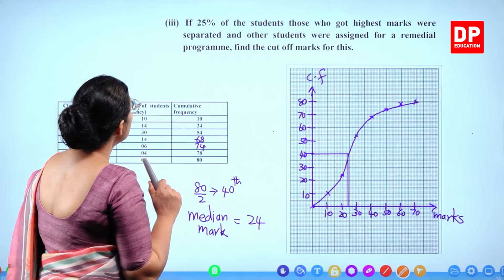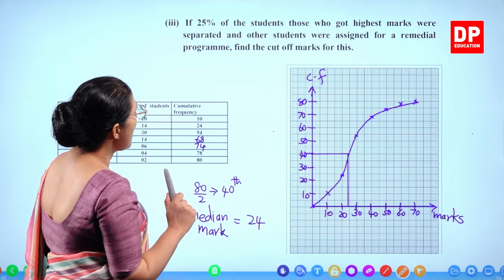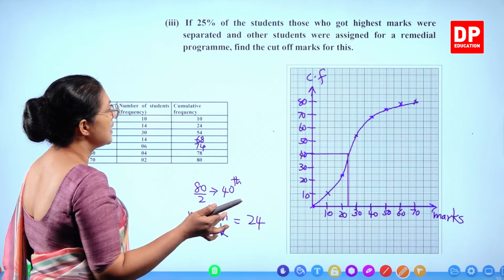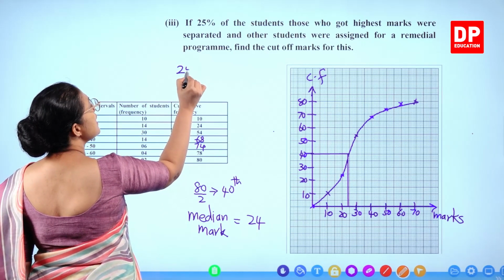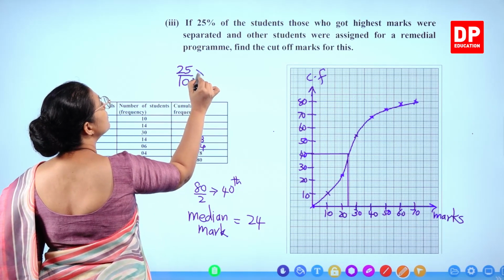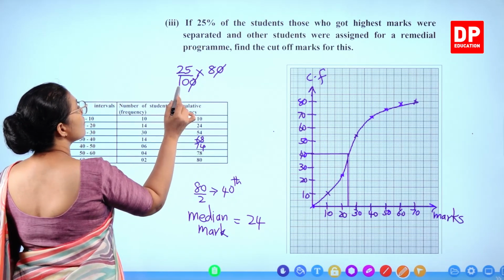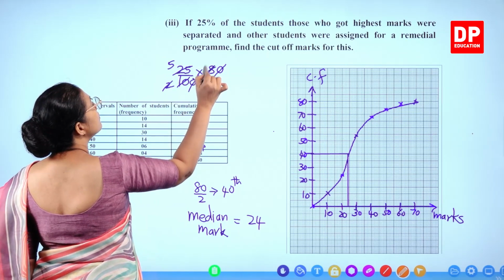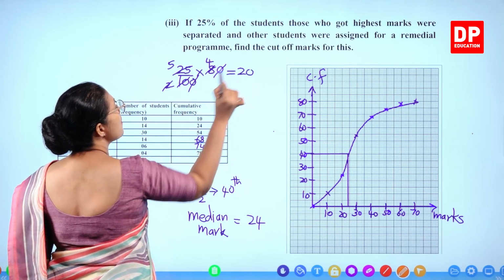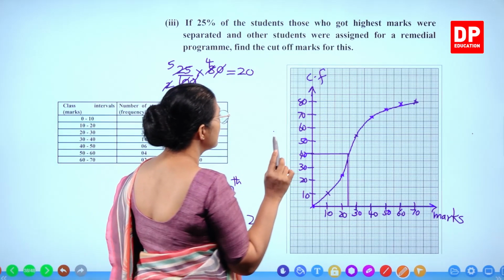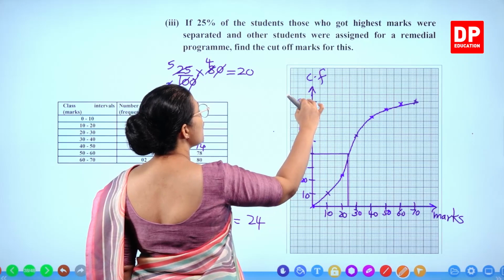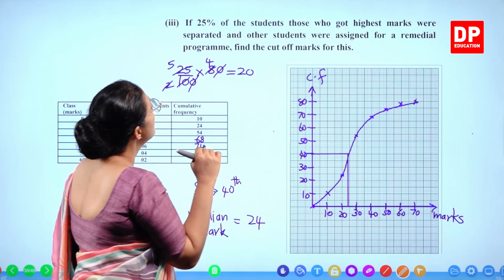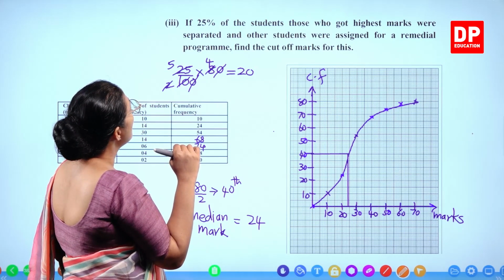If 25% of the students, those who got the highest marks, were separated. So 25% of 80. What is 25% of 80? Twenty students separated. So you can mark 20 students from here. So 20 students were assigned for a remedial program. Find the cutoff marks for this.